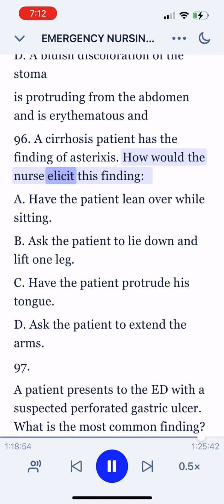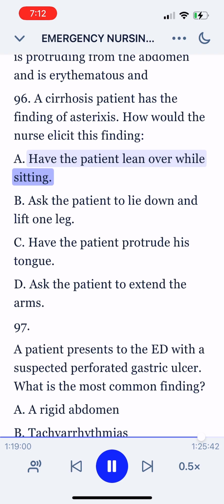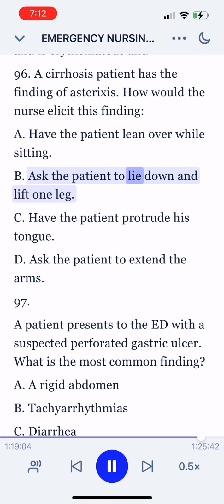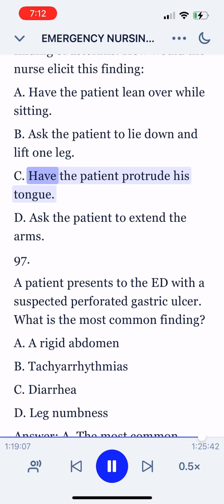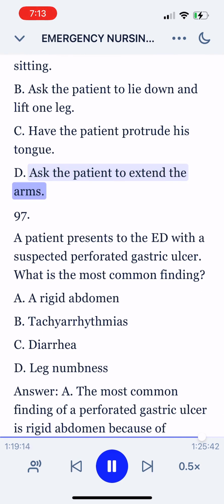96. A cirrhosis patient has the finding of asterixis. How would the nurse elicit this finding? A. Have the patient lean over while sitting. B. Ask the patient to lie down and lift one leg. C. Have the patient protrude his tongue. D. Ask the patient to extend the arms.